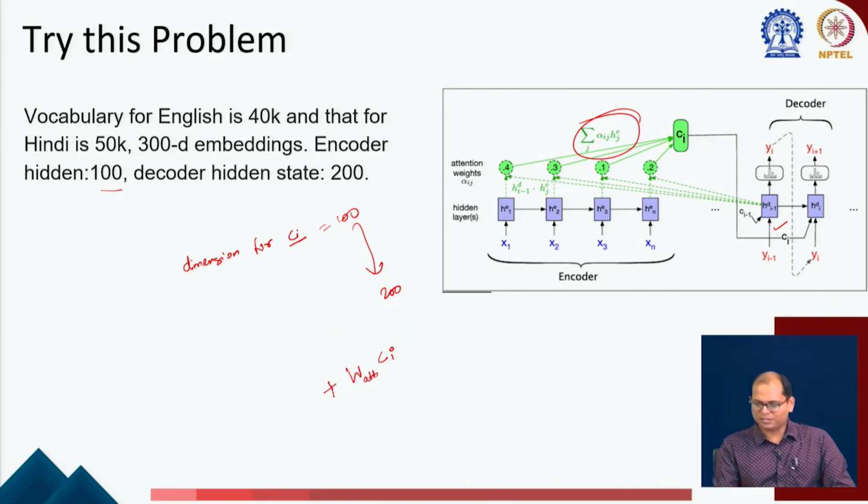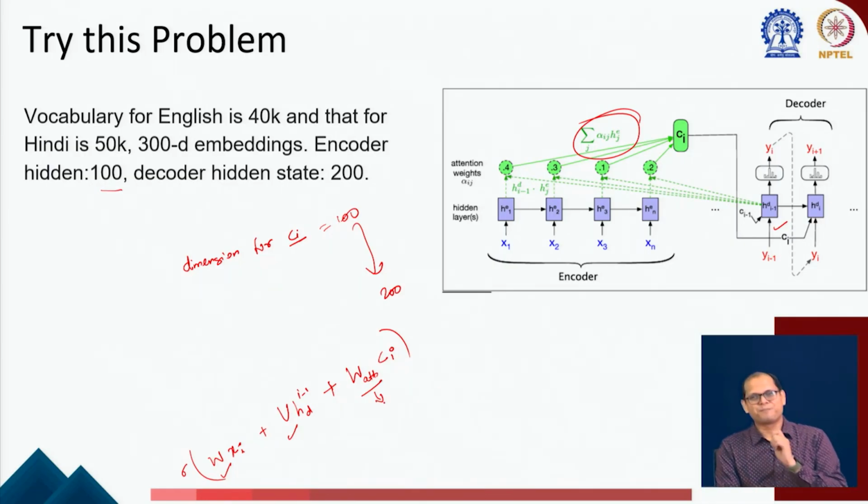Plus U times h_d,i-1 plus W times x_i. Something like that will happen, and then you have a sigmoid. This we have already accounted for in the previous slide. So I need to know the dimension of this attention matrix. It is a matrix that takes the attention output and converts it; it does not compute attention. You can also call it the context matrix, maybe the attention context. So what is the dimension?